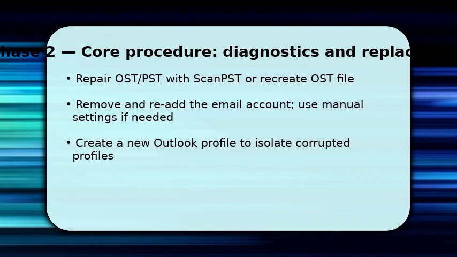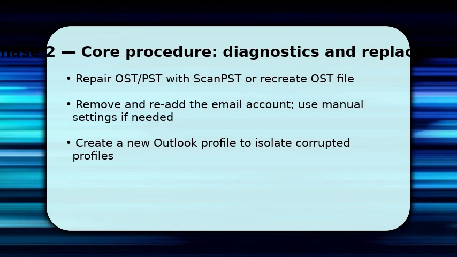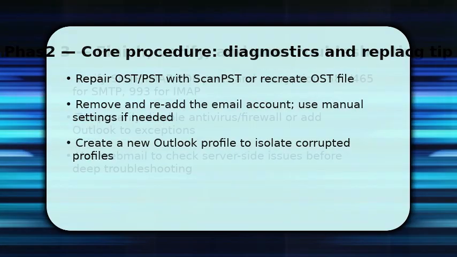Make sure to test send/receive after each change. This isolates which step fixed the problem and prevents repeating work unnecessarily. Finish by validating server settings. Confirm SMTP, IMAP, or POP ports and the required encryption. Wrong ports stop outgoing mail.